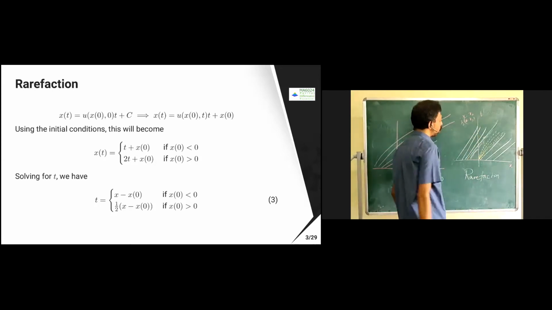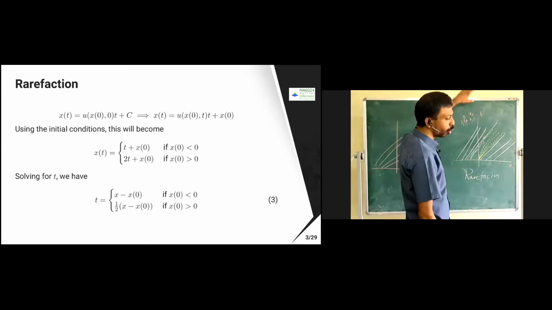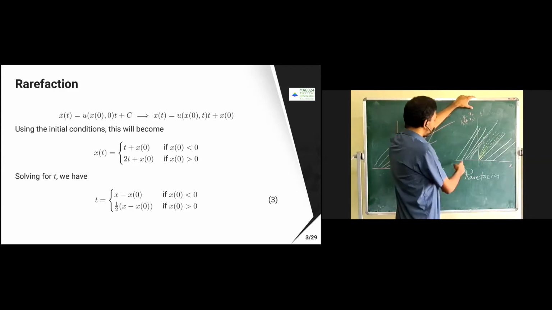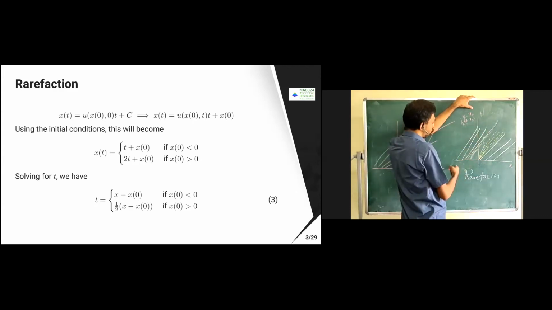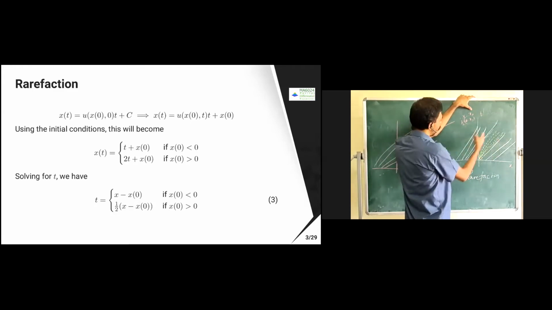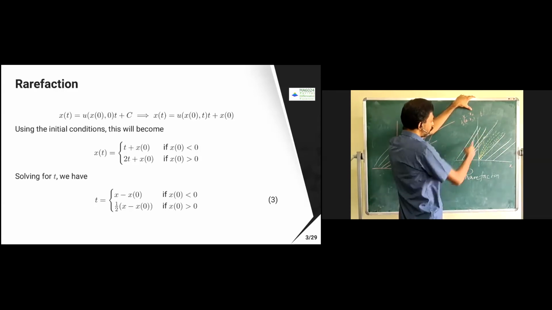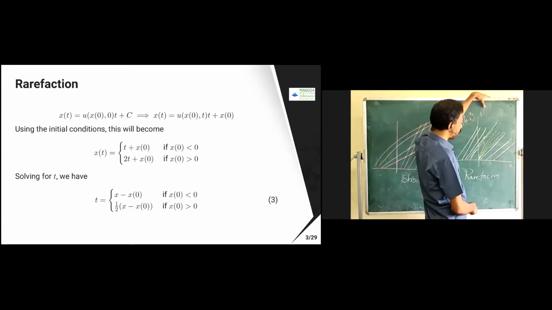This is true if x naught is less than 0. Whenever x naught is less than 0, I have the characteristic line like this. It is going to come here, and when x is greater than 0, the slope is changing. For this one it is x minus x naught, but x naught is less than 0. Whenever x naught is less than 0, your characteristic lines are this way. When x naught is greater than 0, your characteristic lines are this way.